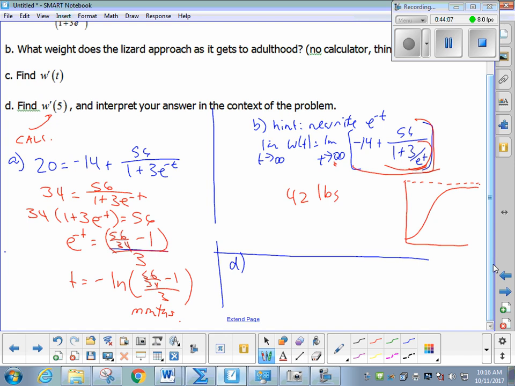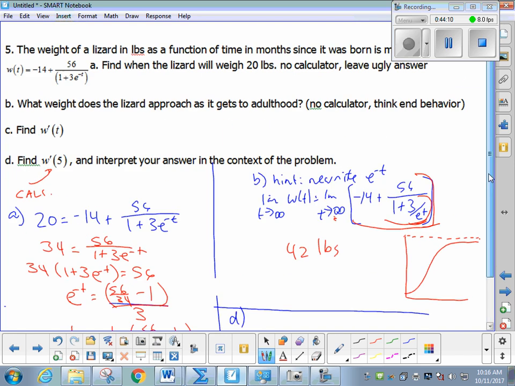Okay? C, did you get the derivative? Did you have some kind of quotient rule component?